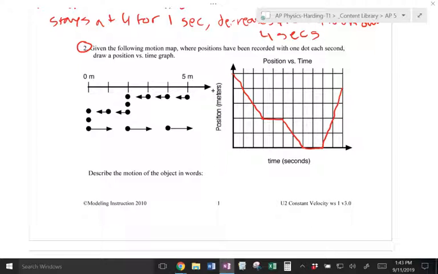Question on verbiage, preference for remains at rest or stops. I'll take either of those. Question on whether there should be an arrow on the graph. I'll take just having the graph ending like that. It's okay. So then I think we're good.